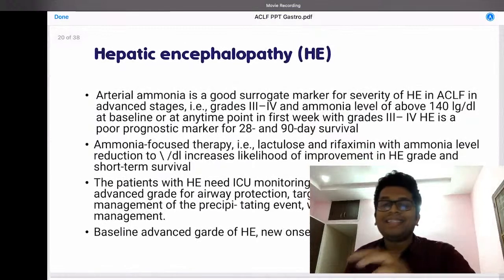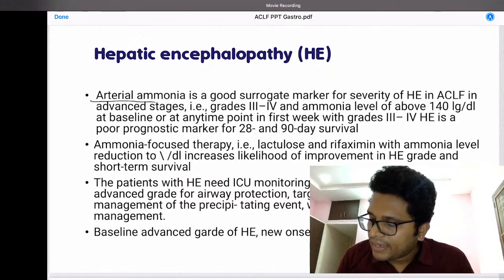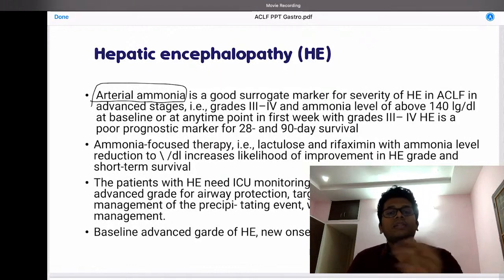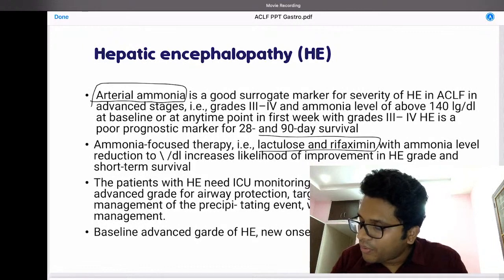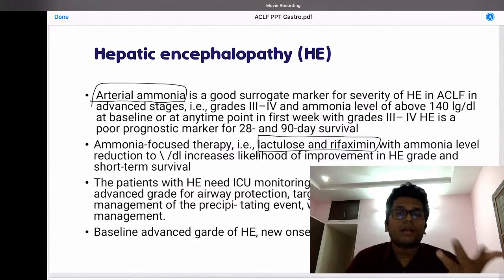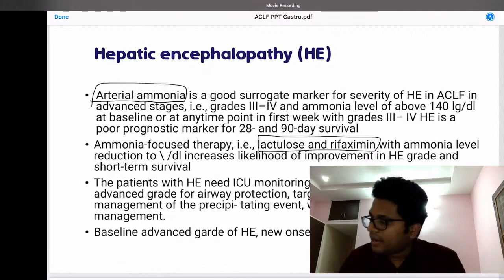Next comes managing individual complications that occur in these patients. A few of the most important ones, first being hepatic encephalopathy. Now, remember, arterial ammonia is a good surrogate marker to know the severity of hepatic encephalopathy. And ammonia-focused therapy like lactulose and rifaximin is known to reduce the likelihood of progression of HE grade. Okay. Now, patients with HE need ICU monitoring and mechanical ventilation, especially for advanced airway protection. Targeted ammonia reduction and management of precipitating events play the cornerstone in the treatment. Now, advanced grade of HE or new onset HE warrants an early liver transplant.